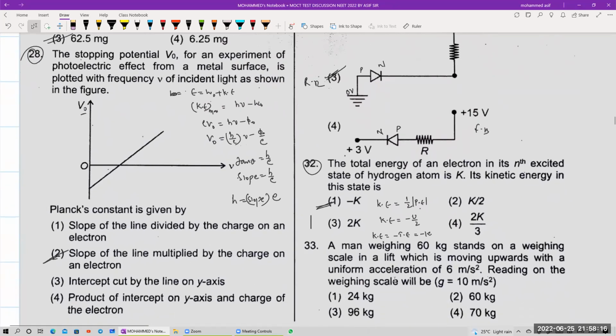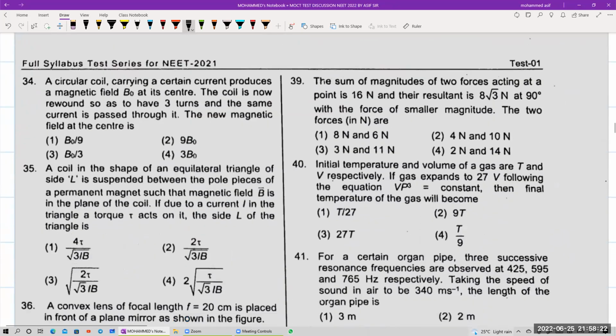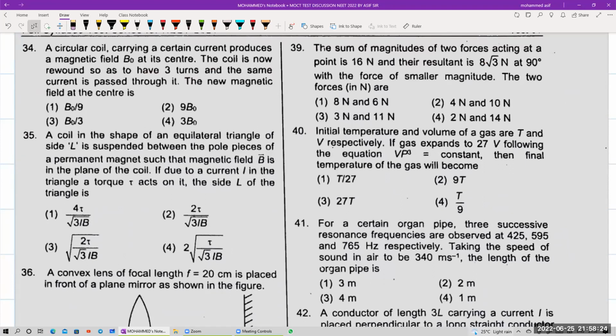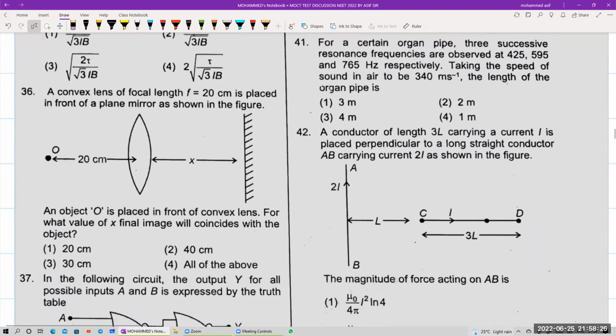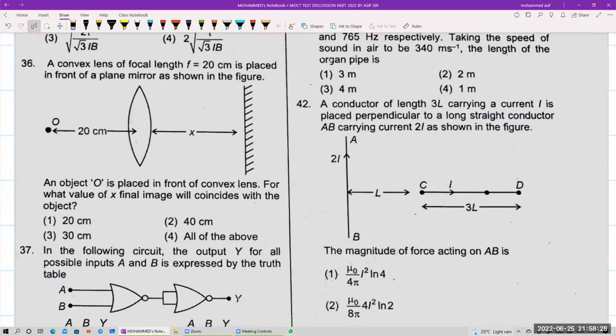Next one, look. A man weighing 60 kg stands on a weighing lift. So usually a question, we'll try to do it later. The next one is magnetism. Question number 36 is right now from your ray optics. You can also try this one, basically.